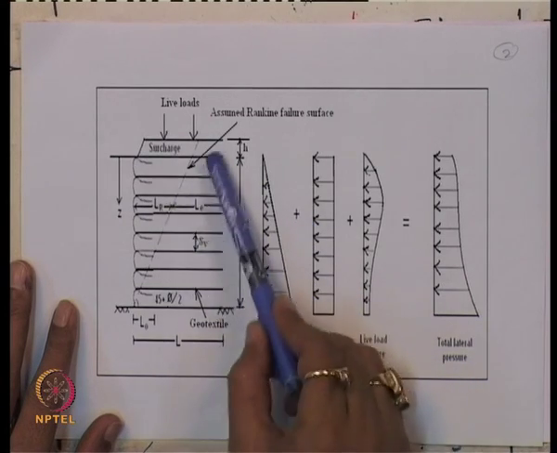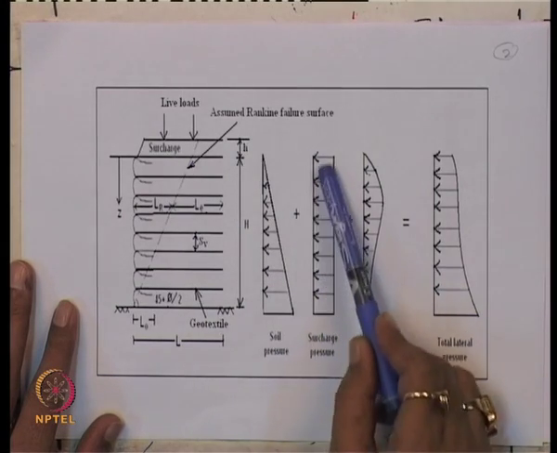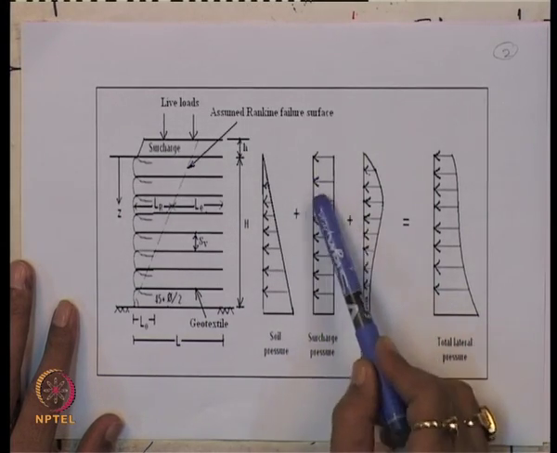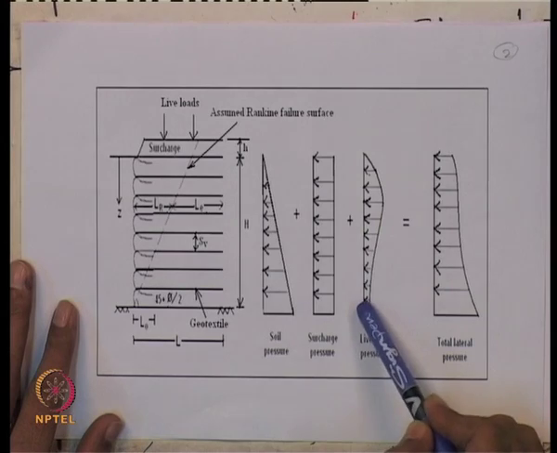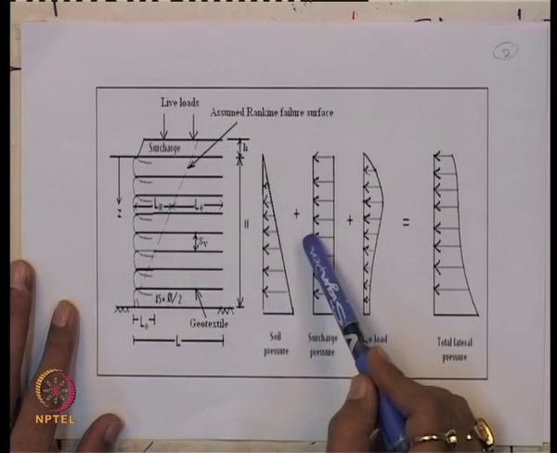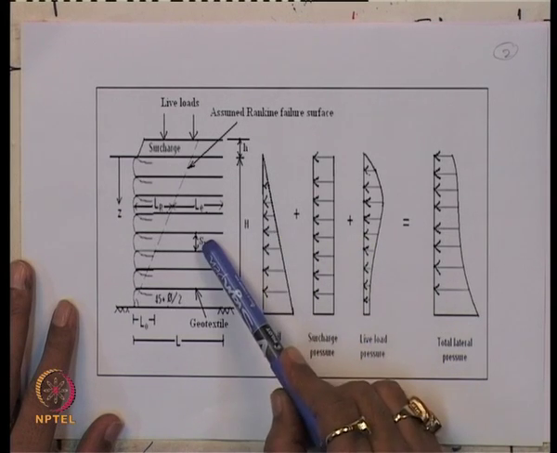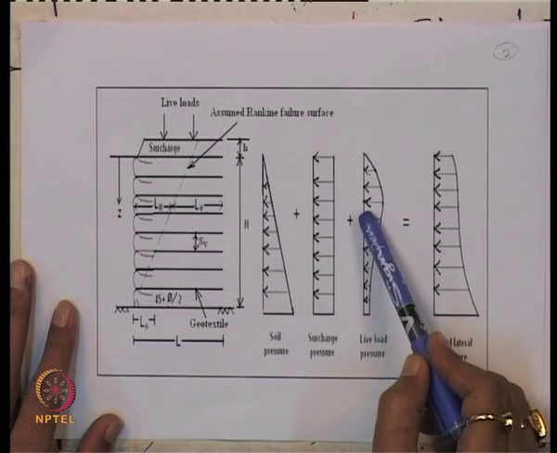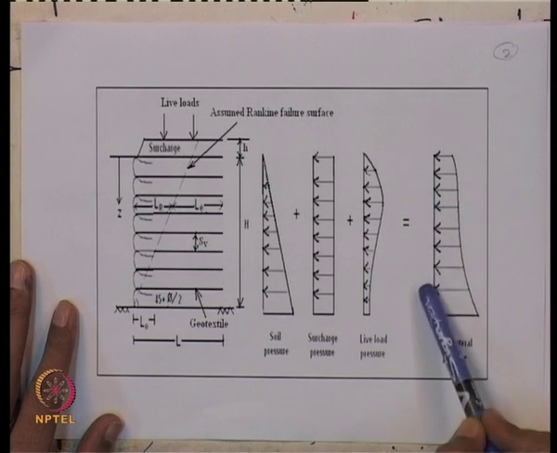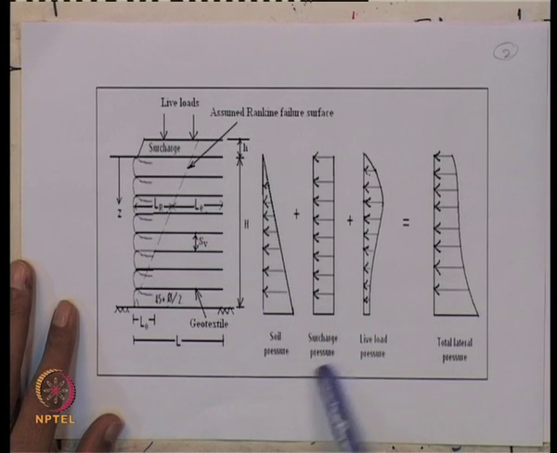This, plus the pressure due to the surcharge. So, this is the surcharge pressure, plus there is a live load. So, this is the live load pressure. All this pressure you have to take into consideration for the design: pressure due to the soil, pressure due to the surcharge, as well as pressure due to the live load. So, this will give you the total pressure. Total pressure will be equal to the soil pressure plus surcharge pressure plus live load pressure.